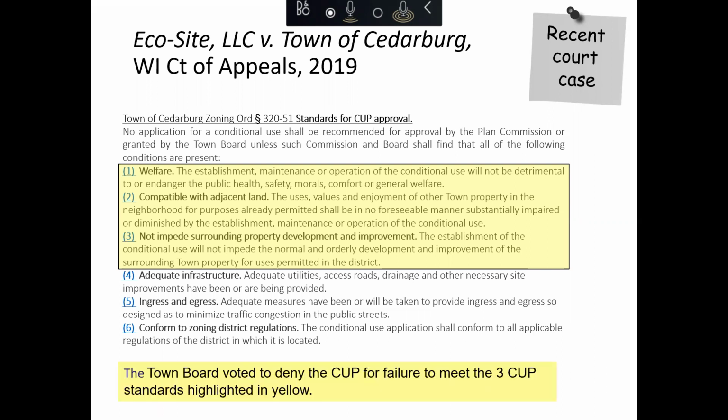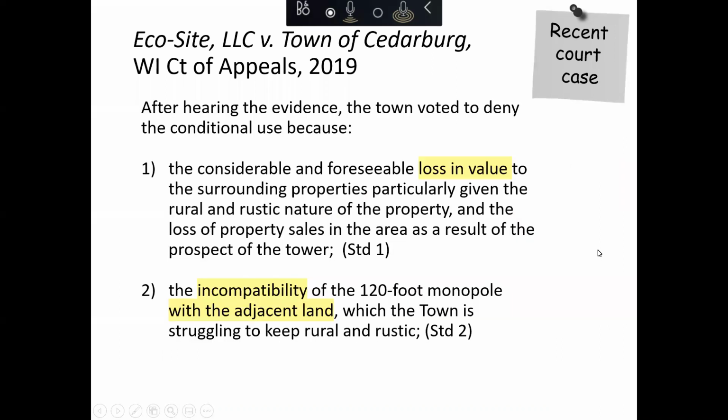The first 2 conditional use standards, health, safety, and welfare, and compatible with adjacent land, were also the 2 that were rated most difficult to apply in a recent survey by Clue. So let's look at how the town of Cedarburg applied them, as well as how the courts responded. The town of Cedarburg, after hearing the evidence, voted to deny the conditional use for a number of reasons. And I would encourage local governments, when you're deciding on conditional uses, to look at all the different standards and write your decision in such a way that it's clear each standard that you feel hasn't been met, or each condition that you apply that you feel they have not or will not meet, they're unable to meet.